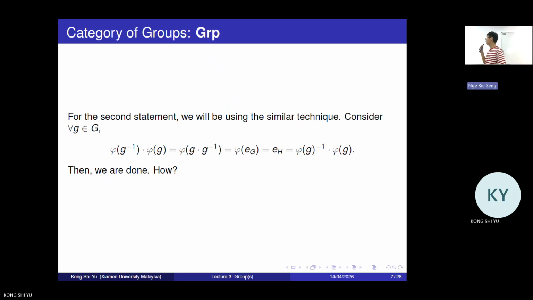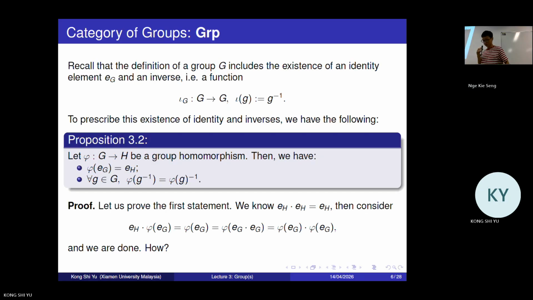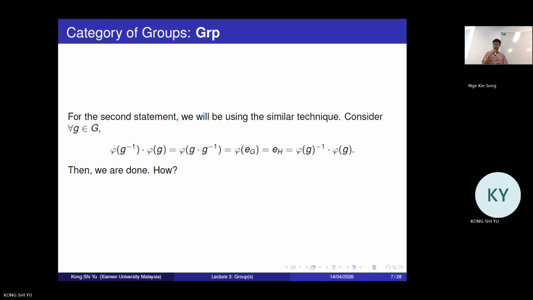Consider this: first phi G inverse dot with phi G. Since it's a group homomorphism, we can put it inside, and then by the group property we know this is equal to the identity of G. Then by the first statement, we produce E_H. So E_H is equal to VG inverse times VG, because these two live in H.